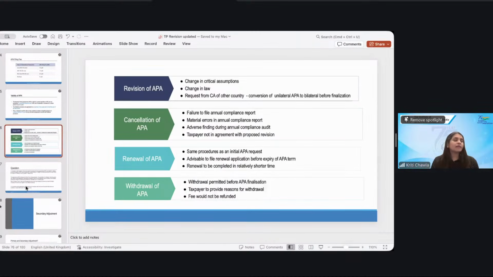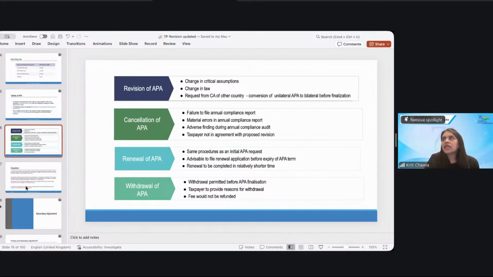Then, can APA be cancelled? Under APA, there is something called an annual compliance report. If there is failure to file this annual compliance report, then APA can be cancelled. If there are material errors in the annual compliance report, then also APA can be cancelled. If there is an adverse finding during the annual compliance audit, then also APA can be cancelled. And if the taxpayer is not in agreement with the proposed revision, then also APA can be cancelled.